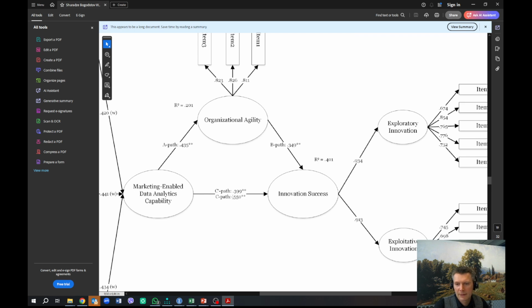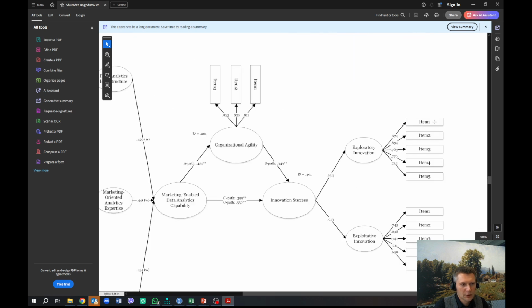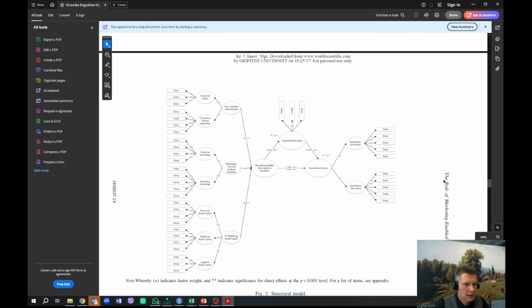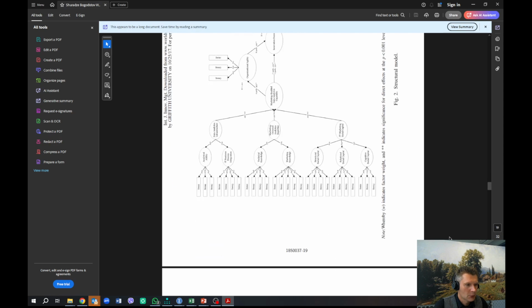We had the mediation model. It means we calculated the whole model with the mediator and without the mediator. This is the C and C' path, and this is how we reported the data. And instead of writing here the names of the items, we just wrote item 1, item 2, and at the end of the paper we introduced the items, how they were measured.